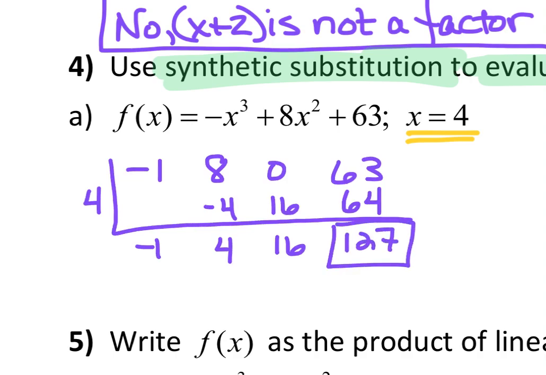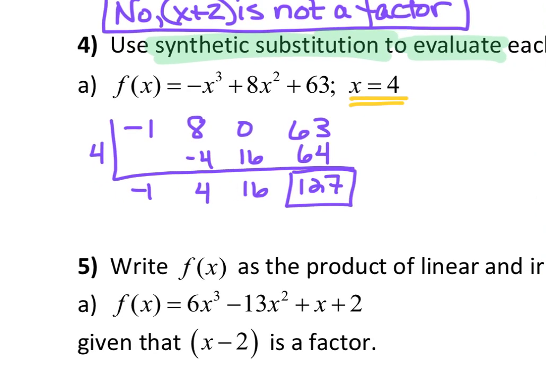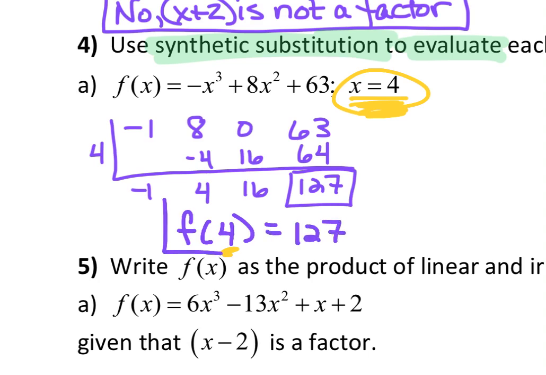Now, you're not done. Make sure that when you write your answer that you put it in function notation. F of 4, remember that's the number that you divided by up here. F of 4 is equal to 127, and that's really how you want to write your answer to the synthetic substitution problems.